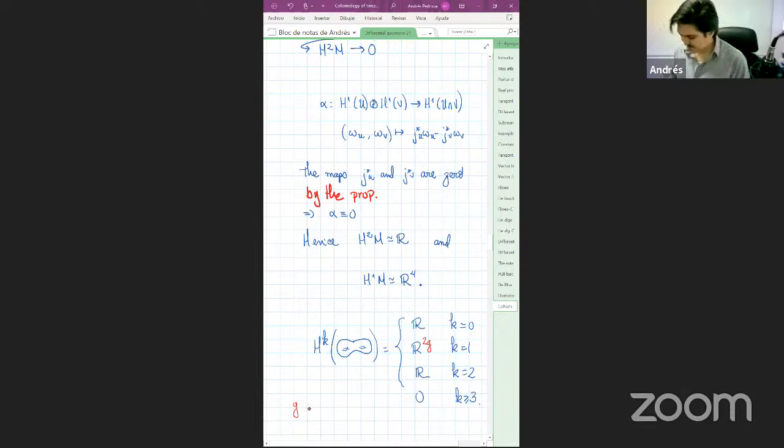G is the genus. That's the same as the number of holes. So it's R^(2G). For the torus, G is 1, and that's what we had, R^2. For this one, we got R^4 because we have genus 2. So the general answer is that in degree 0 and degree 2, they don't change, only in degree 1.